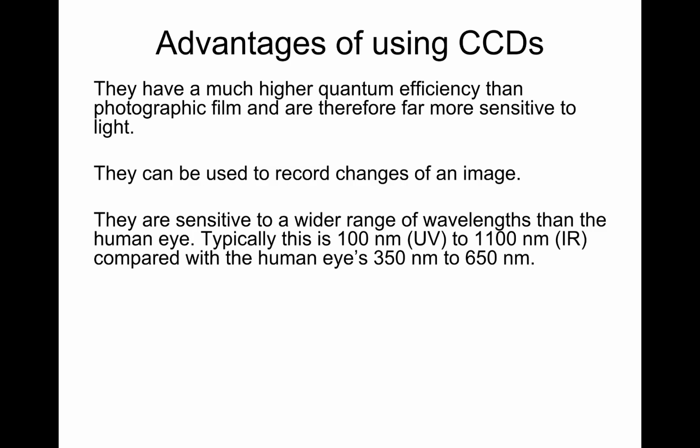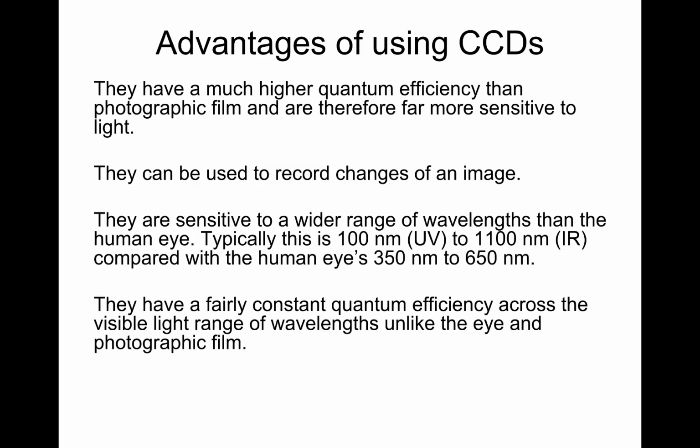The human eye is around 350 to 650 nanometers, which is the range of the visible light spectrum. And CCDs have a fairly constant quantum efficiency across the visible light range of wavelengths, unlike the eye and photographic film.